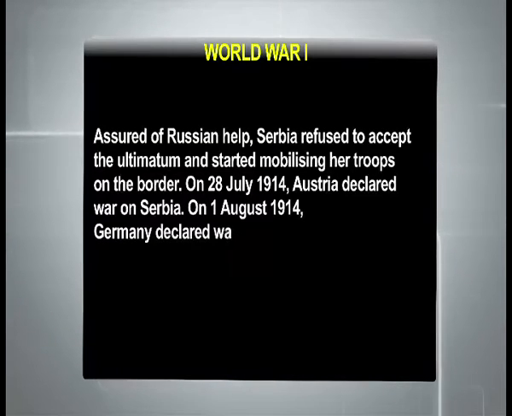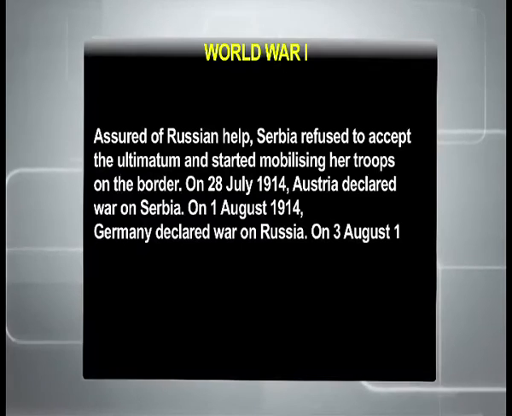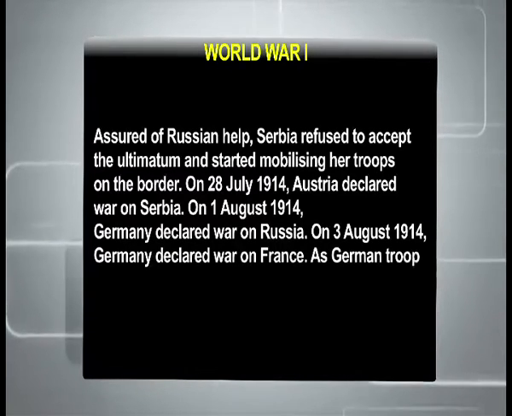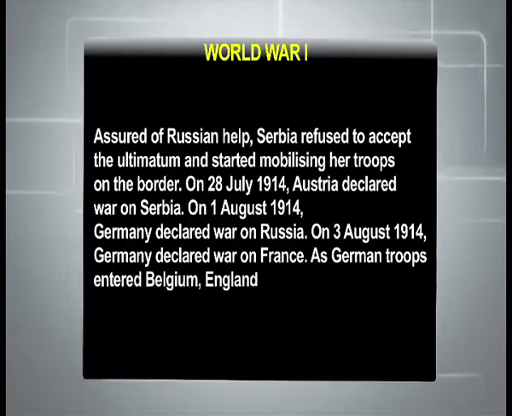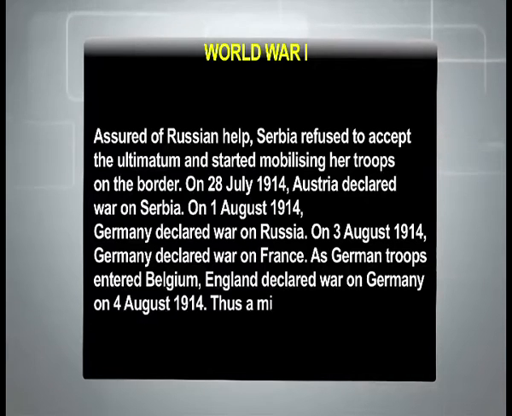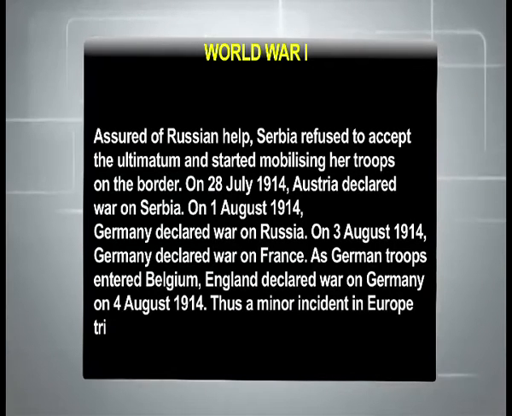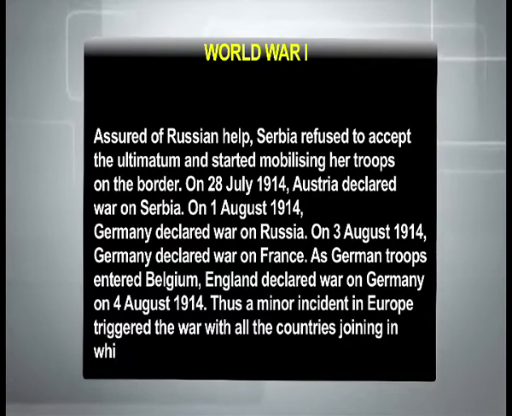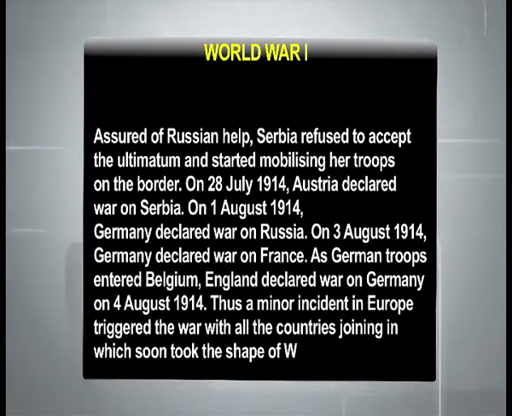On 1st August 1914, Germany declared war on Russia. On 3rd August 1914, Germany declared war on France. As German troops entered Belgium, England declared war on Germany on 4th August 1914. Thus, a minor incident in Europe triggered the war with all the countries joining in, which soon took the shape of World War I. Now, let us look into the course of the war, which started in 1914 and ended in 1918.